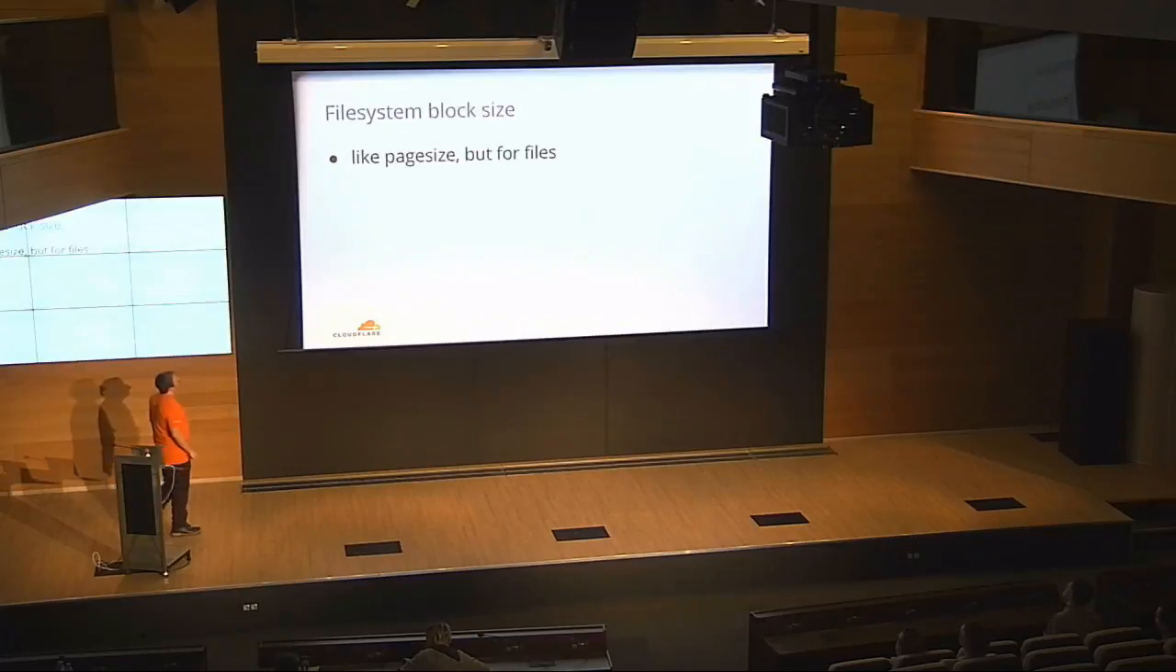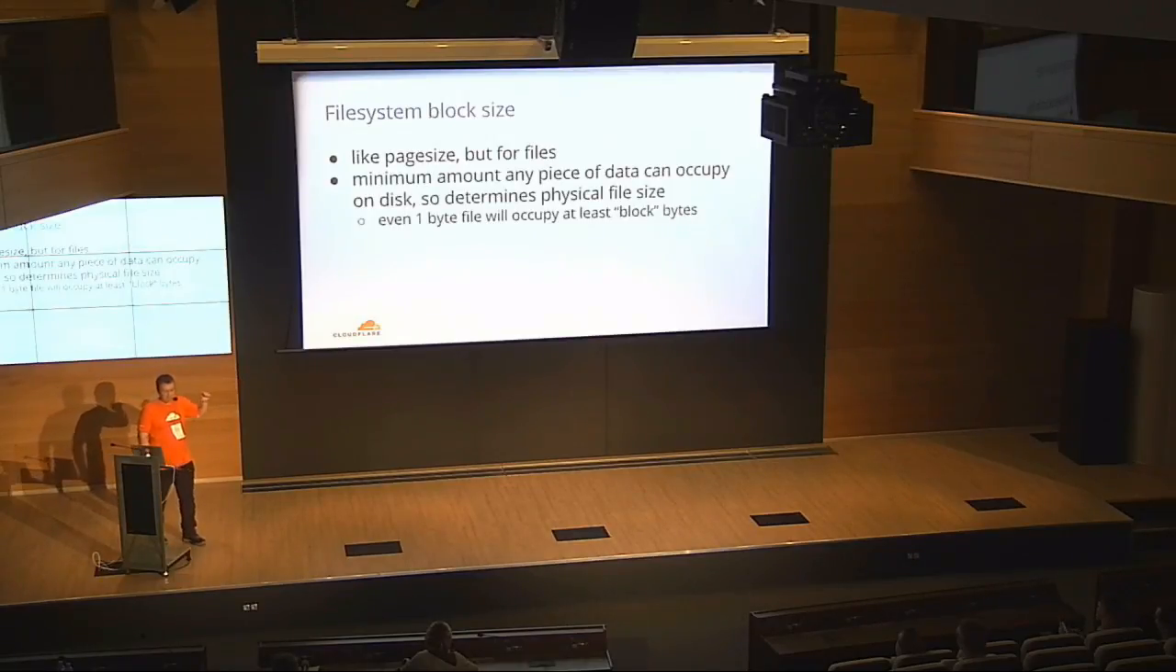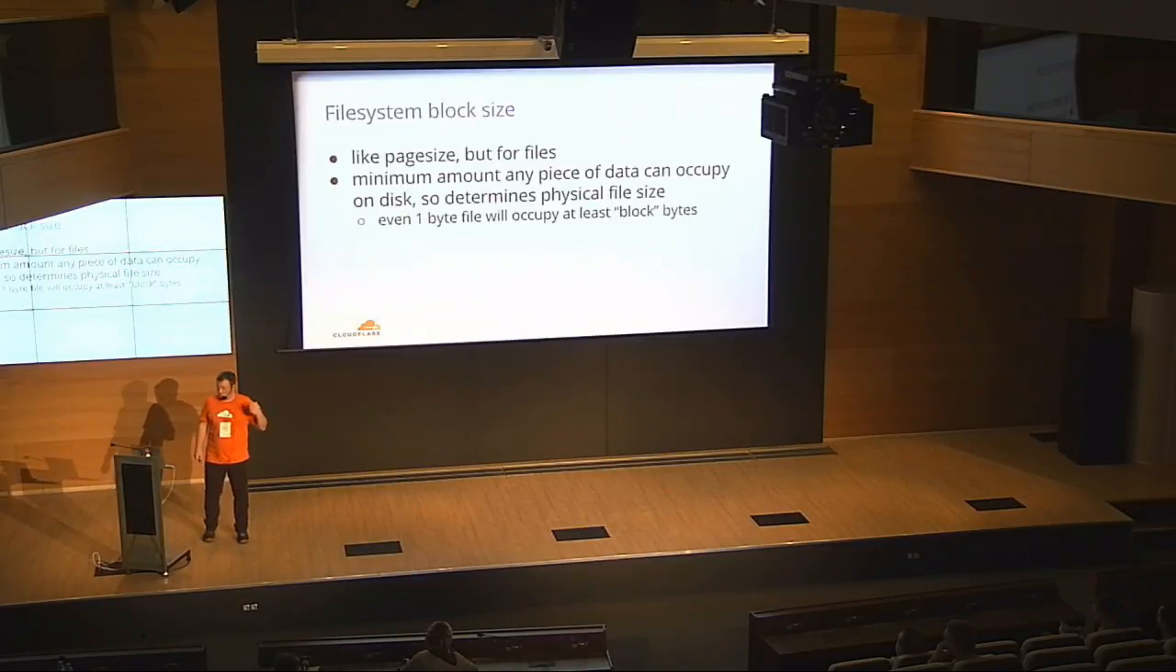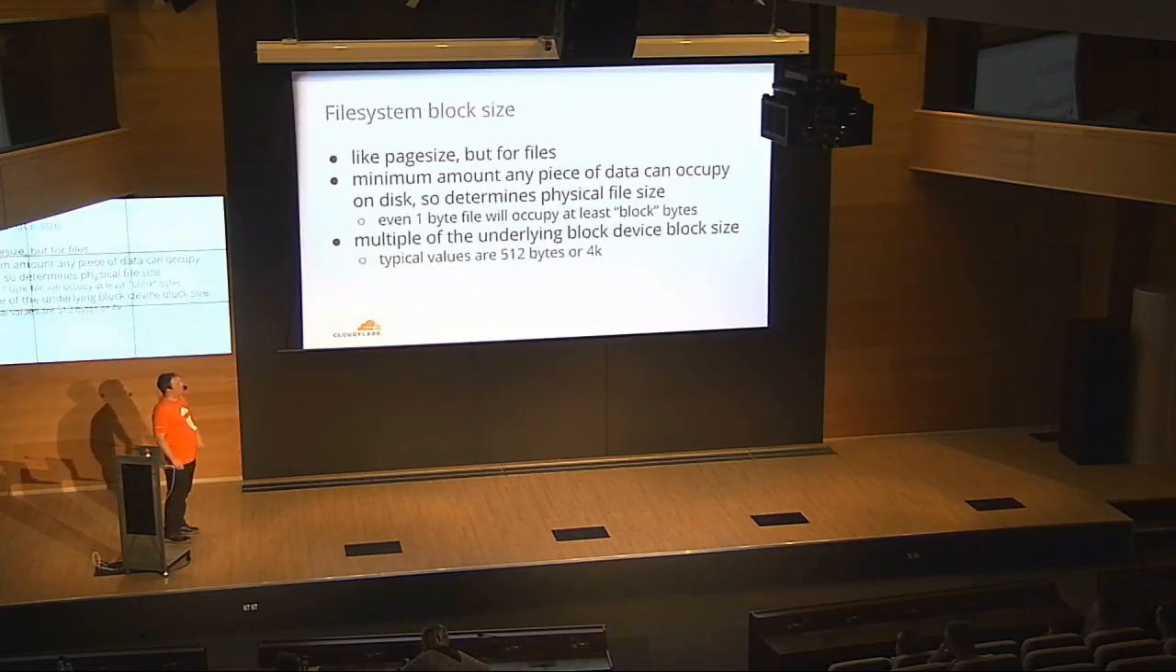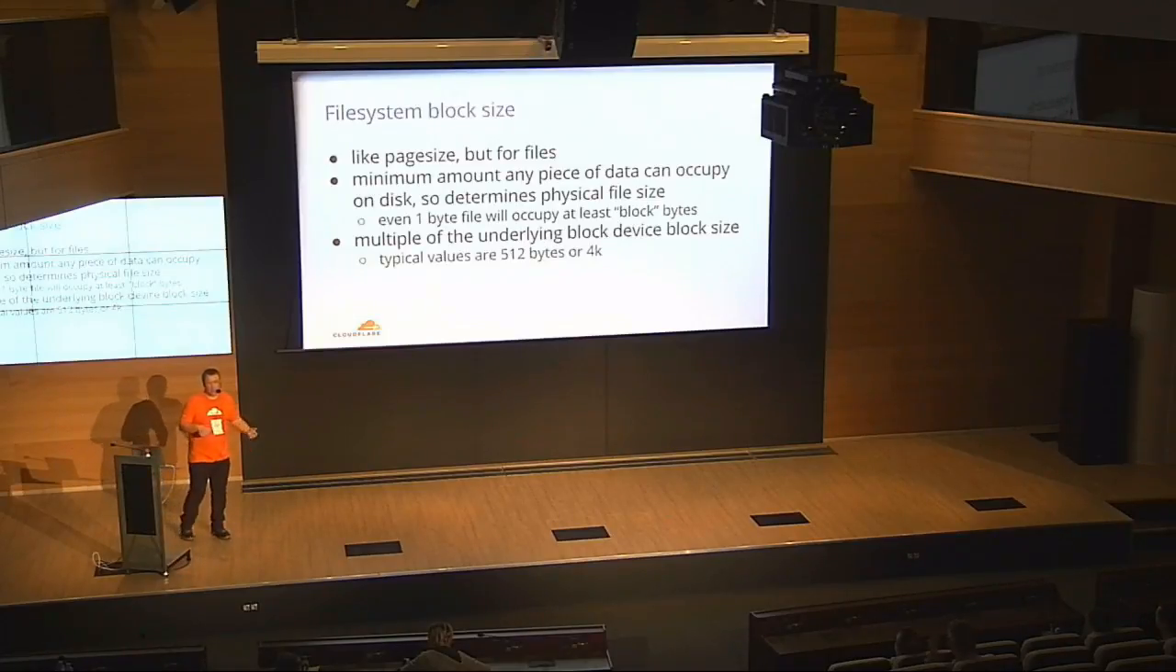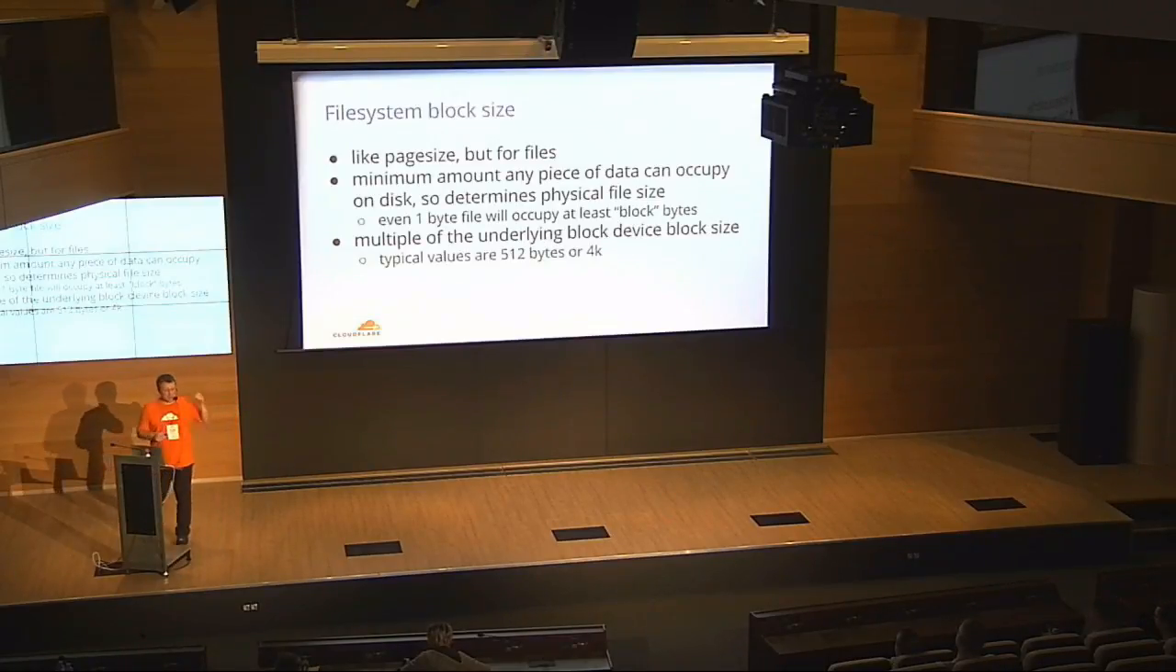The next thing is file system block size. It's like page size, but for files. This is the minimum amount any piece of data can occupy on disk, right? So even if you write 1 byte, it will still occupy at least a block of bytes. It's usually a multiple of the underlying block device's block size, and typical values for a file system are 512 bytes or 4 kilobytes, depending on your underlying storage device. I think for Windows it's called the cluster size or something like that, if you're from the Windows world.